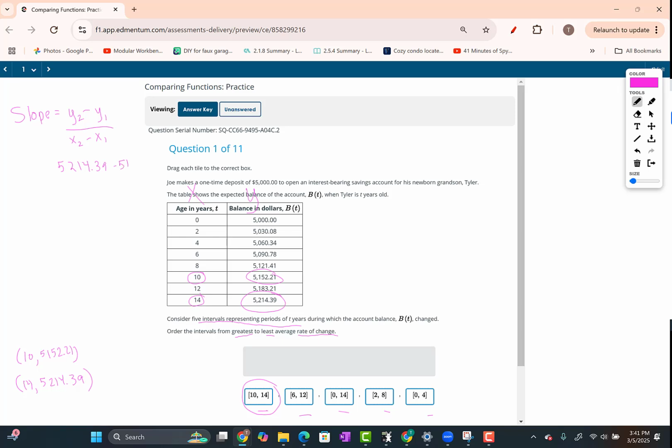So we're just going to take those numbers and insert them into the formula. This will probably be the only one I actually write out. The rest I'm just going to stick in the calculator. But it's y2 minus y1. The only thing you have to be careful with is if this number is our y2, then 14 has to be our x2. So on the bottom, it's going to be 14 minus 10.